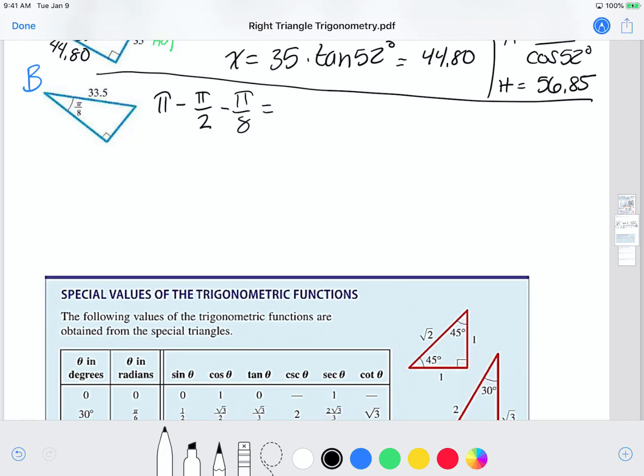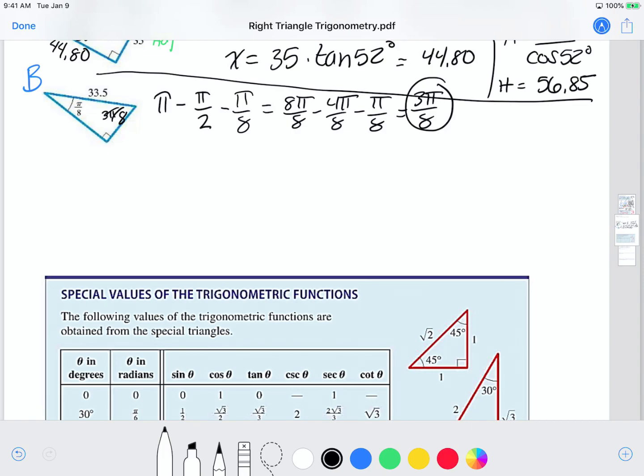So in order to do this, I need to find a common denominator. So I'll use 8. So I'll make this 8 pi over 8 minus 4 pi over 8 minus pi over 8. So when I take 8 minus 4 minus 1 pi, that gives me 3 pi over 8. So that's this missing angle right here in radians.